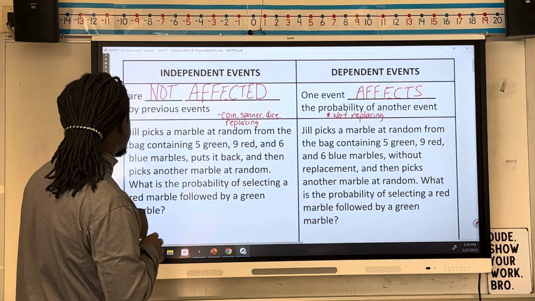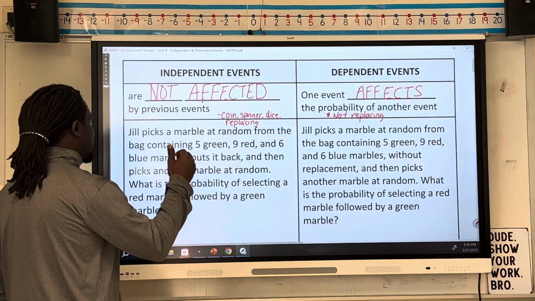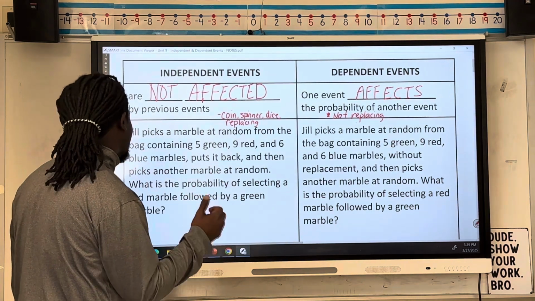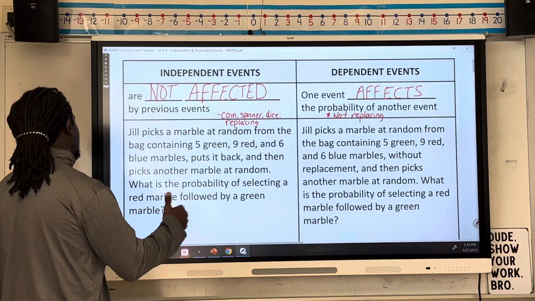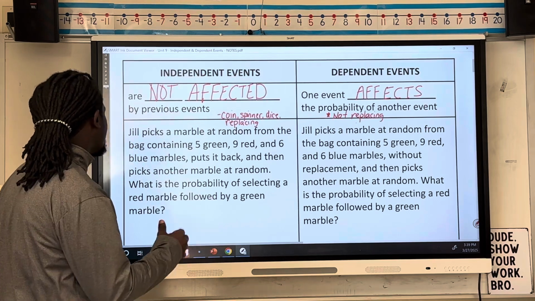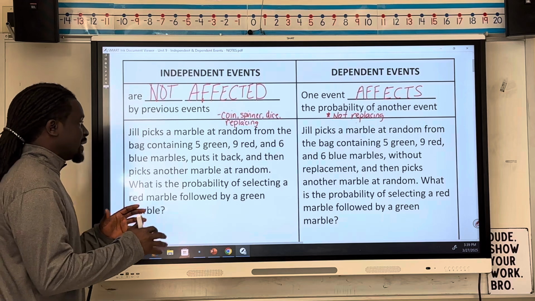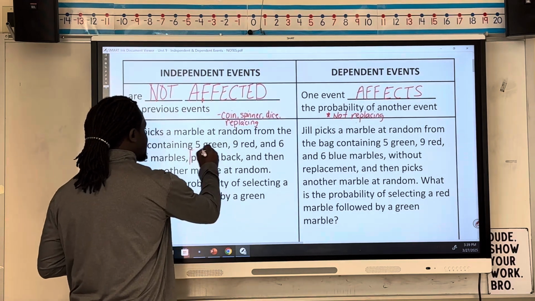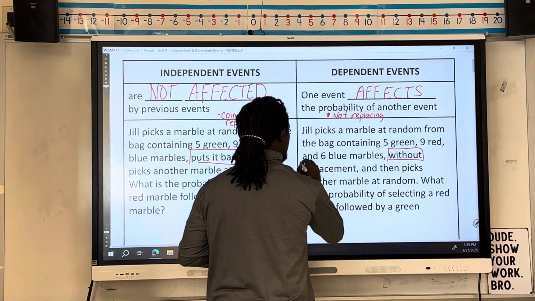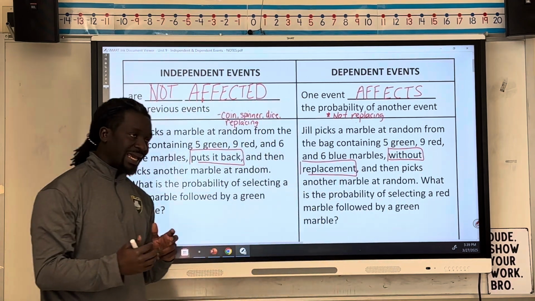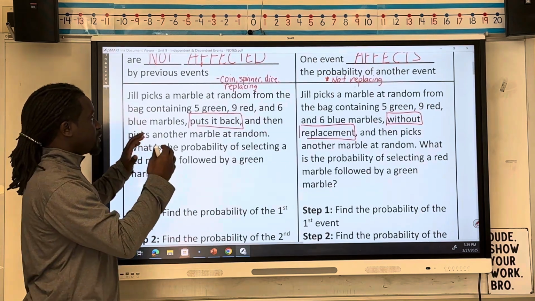All right, so the first one says, Jill picks a marble at random from a bag containing 5 green, 9 red, and 6 blue marbles, puts it back, and then picks another marble at random. What is the probability of selecting a red marble followed by a green marble, okay? And then on this side, and hopefully you saw, the difference is, in this one, we put it back, and in this one, it is without replacement. Okay, so that is the term that makes these two different.